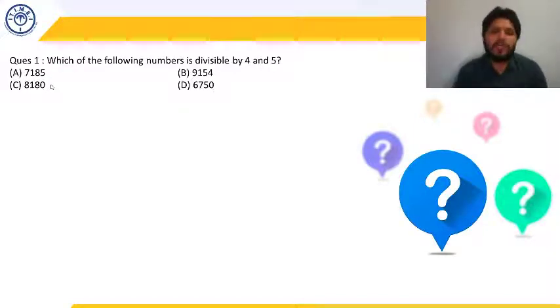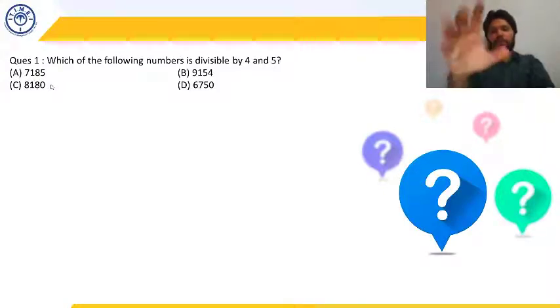So question number 1 is, which of the following numbers is divisible by 4 and 5 both? There are 4 options, you need to find out which of the numbers is divisible by 4 and 5. 4 and 5, 4 or 5 are different things. Okay, so 4 and 5 means it has to be divisible by both simultaneously. It is not possible that one number is divisible by 4 but not divisible by 5. It has to be divisible by both. So let's check it by options.